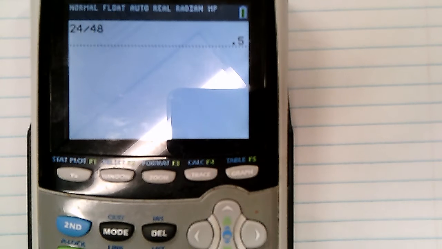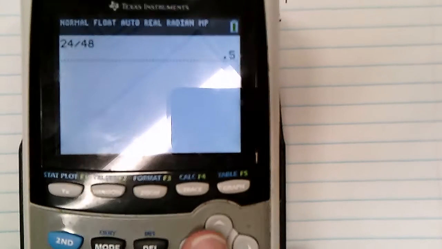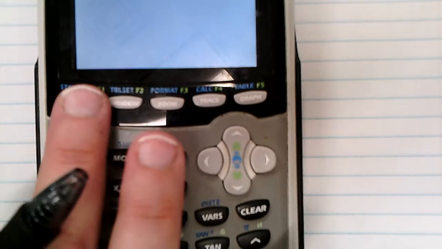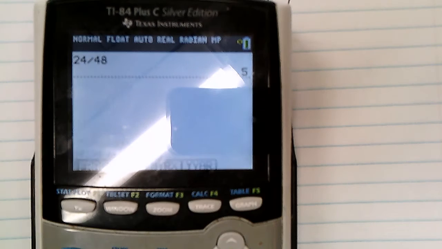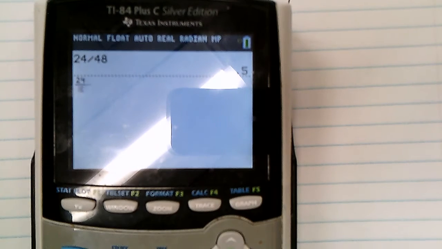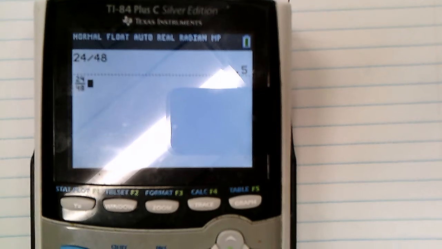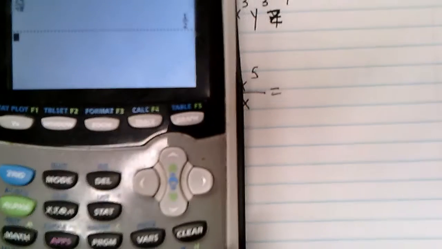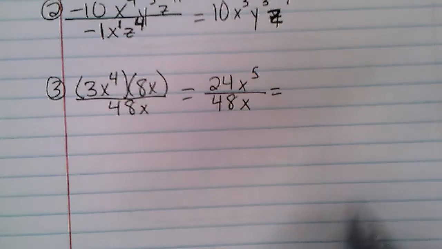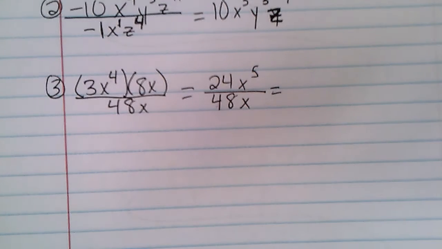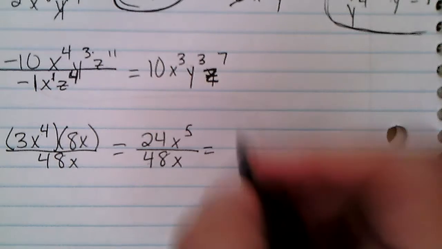All right. We are not going to use decimals. And when we get to negative exponents, it'll kind of become a little bit clearer as to why. So if I get a decimal, I'm going to use my alpha y equals and get a fraction. So 24 over 48, I'm going to leave that as 1/2.